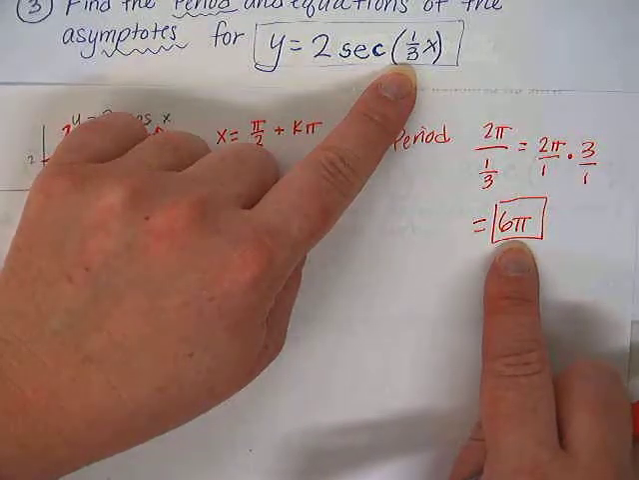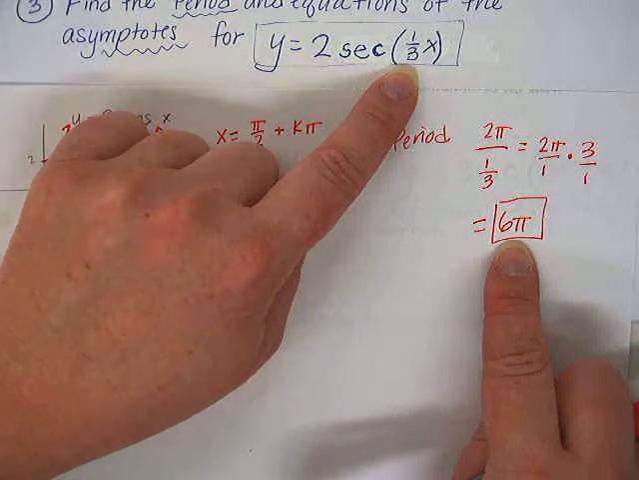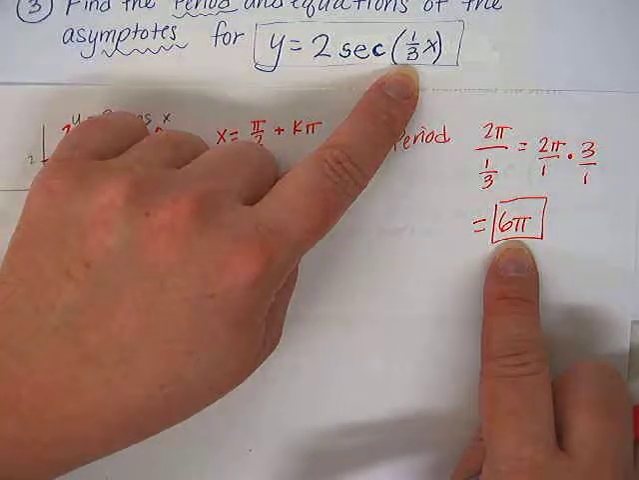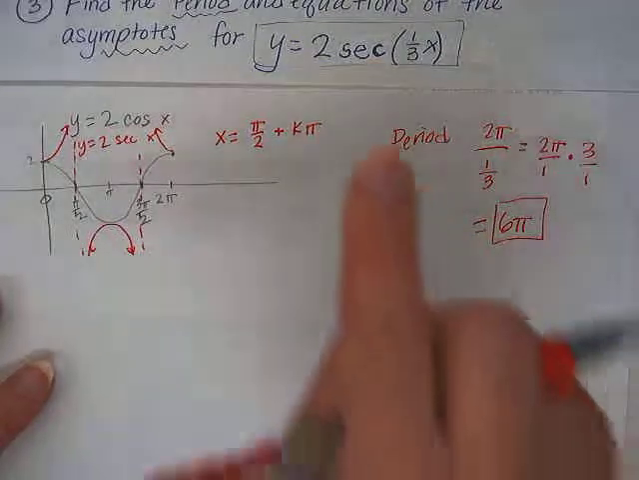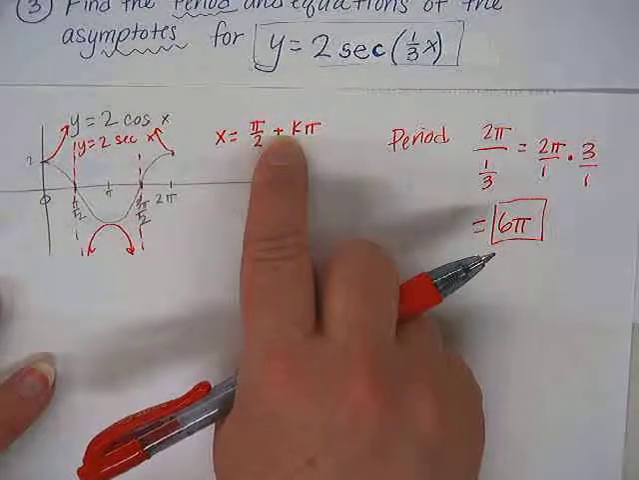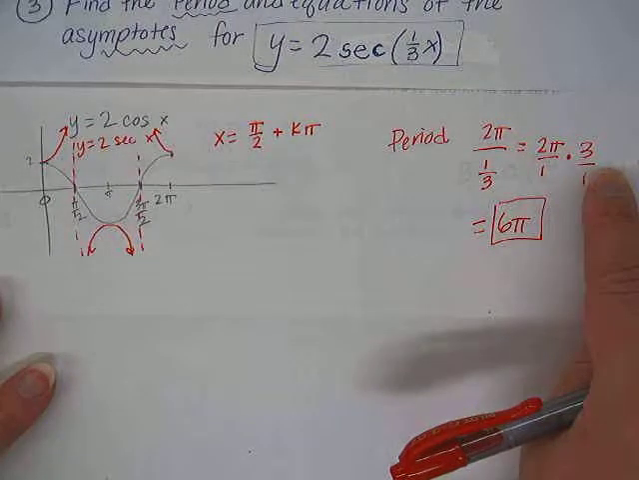If you get a third of a graph in 2 pi, how far does it have to go to get the entire graph? 6 pi, because you're only getting a third of it in 2 pi. So another third in another 2 pi, and a final third in the final 2 pi, total 6 pi for the period, right? Okay, now we do kind of the same thing for the asymptotes.